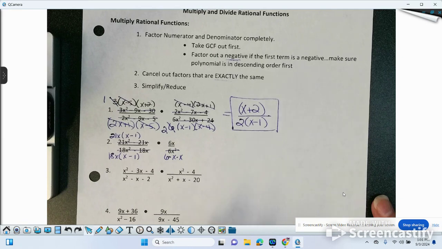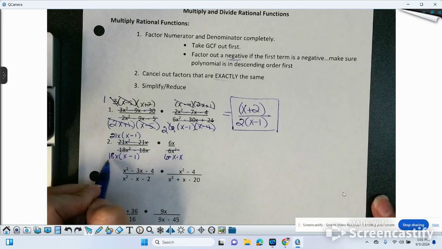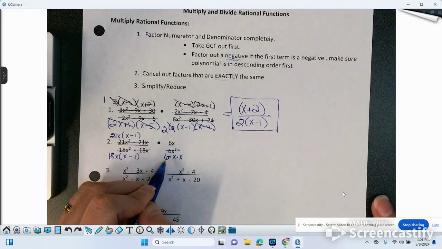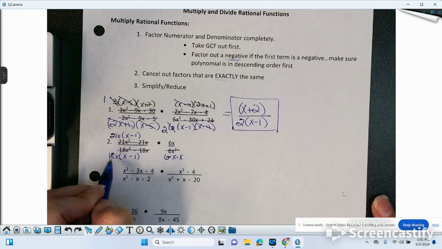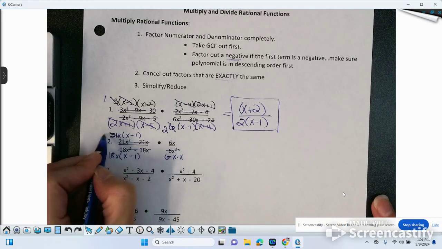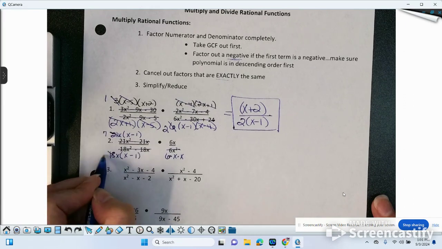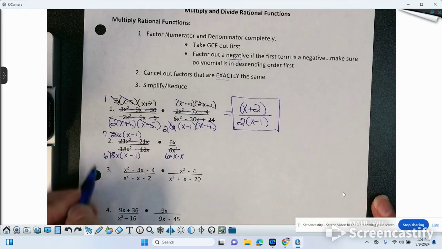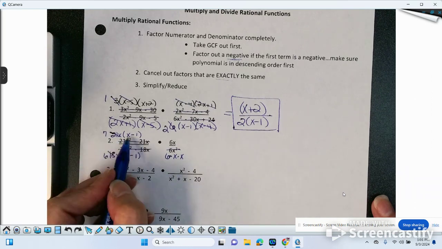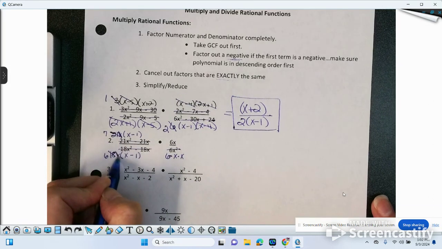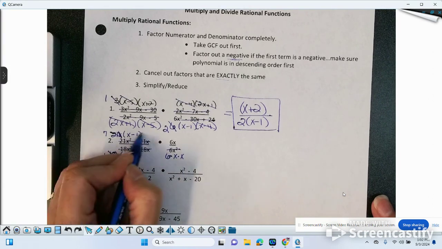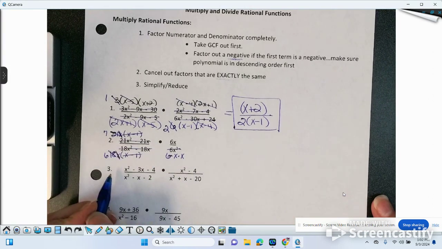So here we go. 21 and 18 and a 6. So 21 and 18 could both be divided by 3. That would leave me with a 7 here and a 6 down here. Okay, can't do anything else with that. Well then, I see an x minus 1 in the top. Oops, I see an x and an x in the top and in the bottom. I see an x minus 1 and an x minus 1. I see a 6x and a 6x. So I've walked across the top.